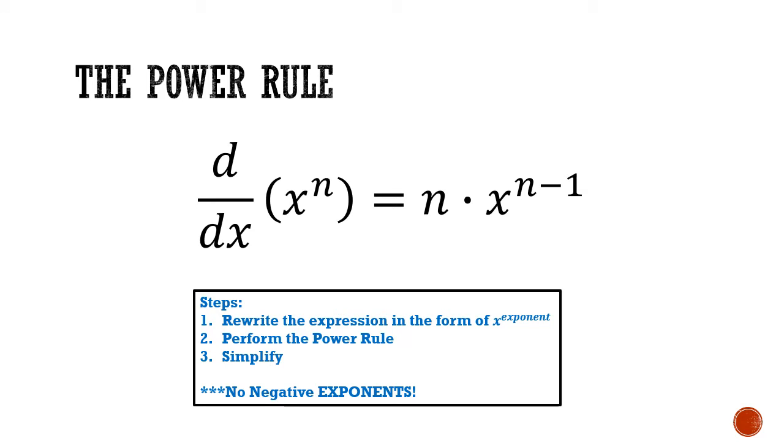Sometimes you're going to get an answer like 4x to the negative 3. Do not leave answers with negative exponents. You would change that to 4 over x cubed.